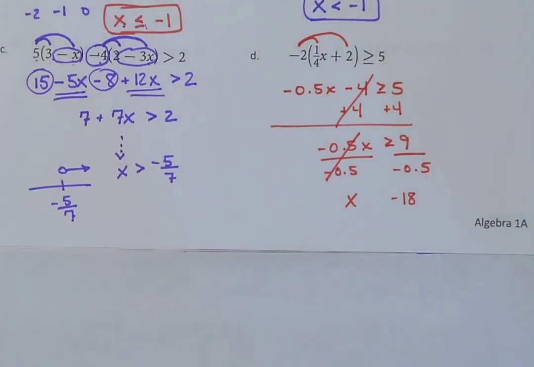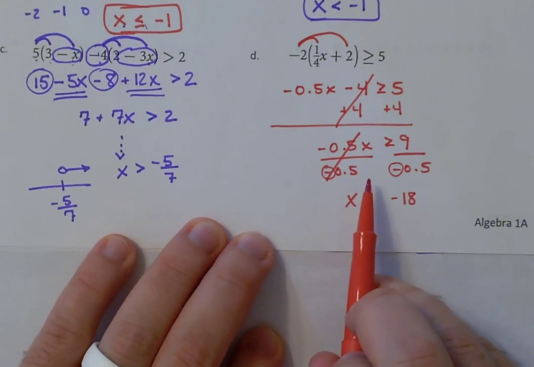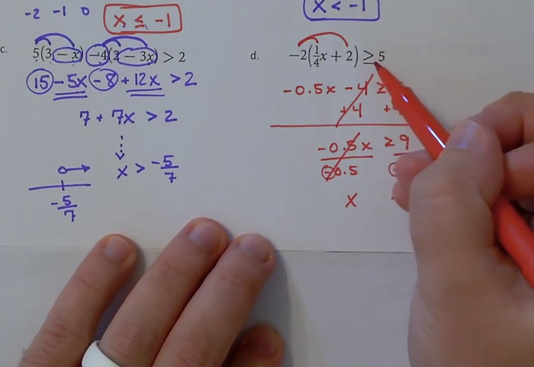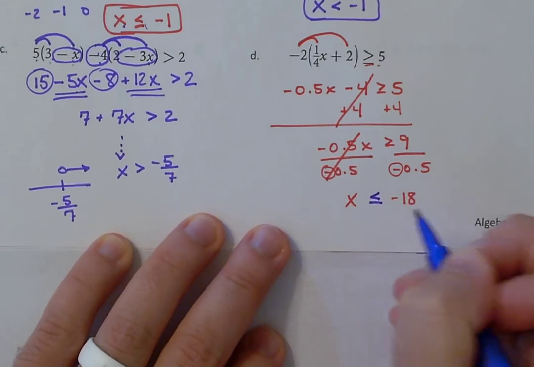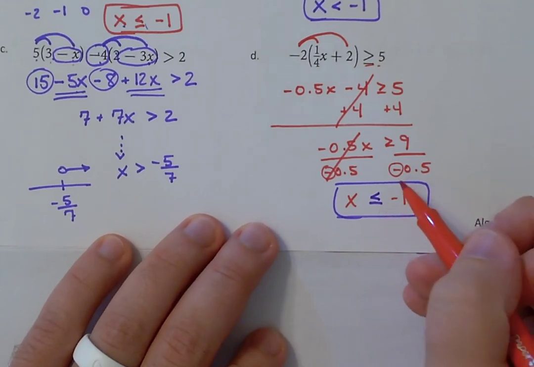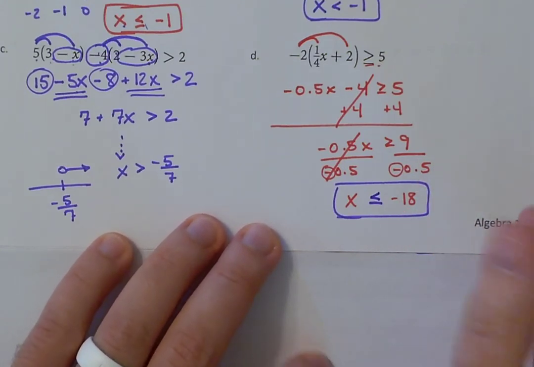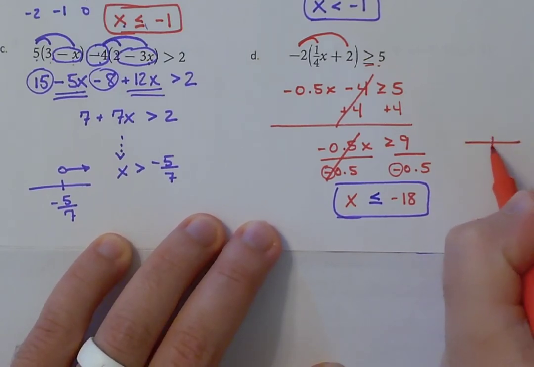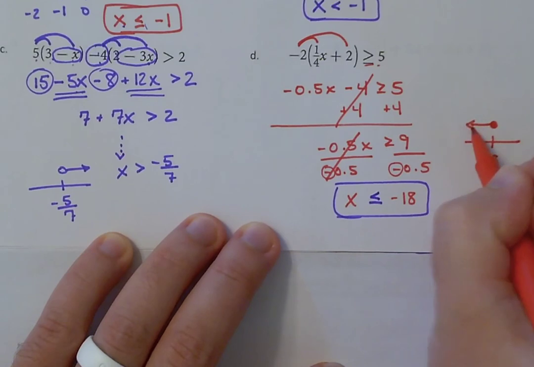Now the question becomes, does my sign stay the same or does it change? Well, I divided both sides by a negative 0.5. Because I divided by a negative, instead of having this as greater than or equal to, my sign flips and becomes less than or equal to. And then that is your answer for this inequality. My sign flips because I divided by a negative. It's just a property of inequalities. So I now have x is less than or equal to negative 18. A graph of that would be a closed dot at negative 18 that goes to the left.